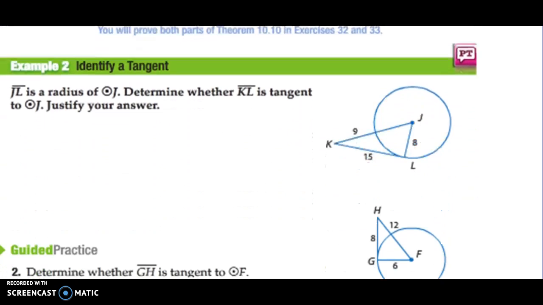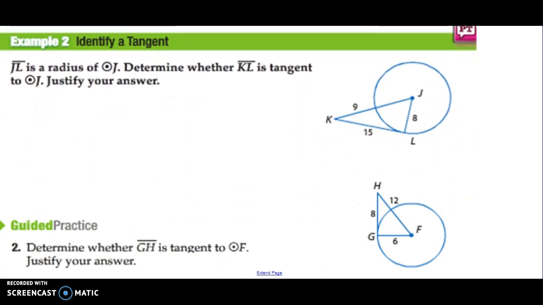So if we look at example 2, it says JL is the radius of circle J, and notice it's 8. Determine whether KL is tangent to J. Justify your answer. So we're going to look at this triangle individually. We're going to see if L right here is a right angle. This value right here is also 8 because it's the radius. So the whole hypotenuse of my triangle is 17.